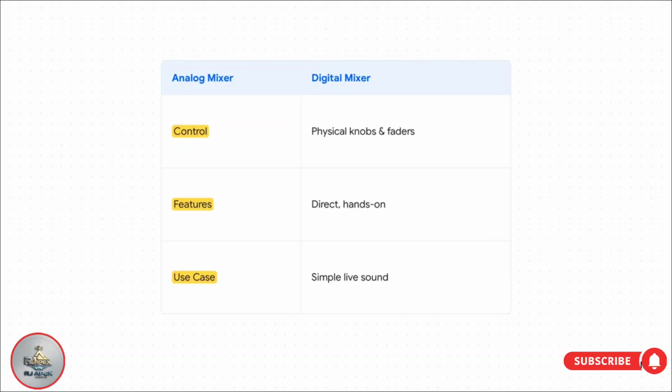Now, mixers come in two main flavors. You got your analog mixers, which are all about direct, hands-on control with physical knobs and faders. These are awesome for simple live sound setups where you need to make quick adjustments on the fly. Then you have digital mixers, which often pack in advanced features like built-in effects and can be controlled by software, giving you just incredible flexibility for studio work or really complex routing.